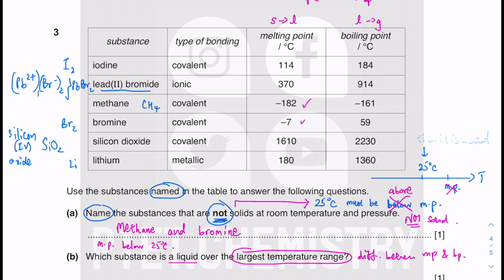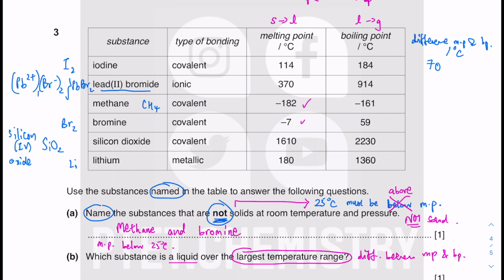I'm gonna erase this. Oops, no, I don't want to erase the other one. I will erase this because I want to calculate the difference. Okay, so the difference between melting point and boiling point on your calculator. 184 minus 114, I get 70. Well, of course, this is in degrees Celsius, so I don't have to write the units all over. I just need to label it once.